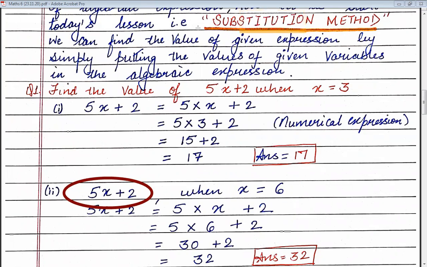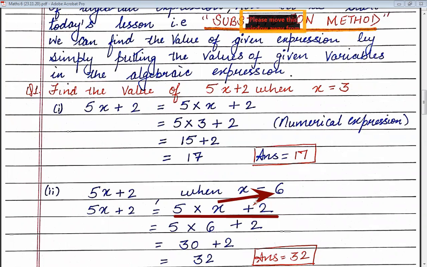Now let us find the value of the expression. So 5x plus 2 is equal to 5 into x plus 2. What is the meaning of 5x plus 2? It means 5 multiply x plus 2. So now we have to substitute the value of x as 6, because in this question, the value of x is given as 6. So now let us substitute the value of x as 6.